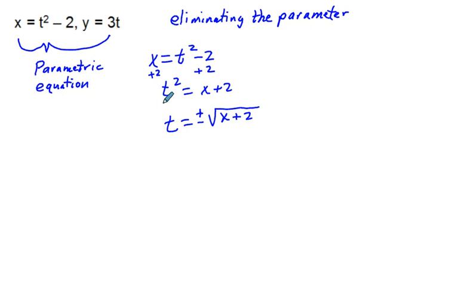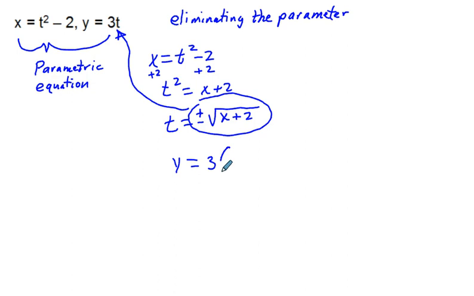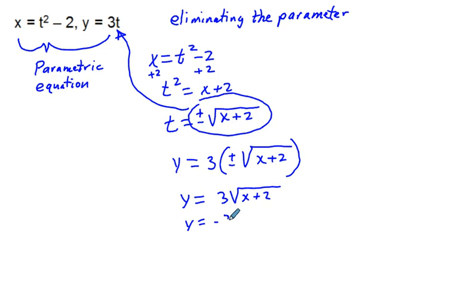And then what we do is we take this plus or minus square root of x plus 2 and plug it back in to the second equation. So y is equal to 3, and in place of t, we can put here plus or minus the square root of x plus 2. So that's what it looks like. And so what this is going to be, it'll be y equals 3 times the square root of x plus 2, and also y equals negative 3 times the square root of x plus 2.